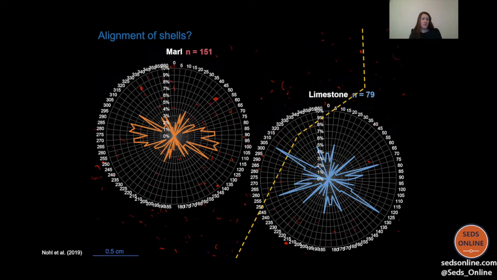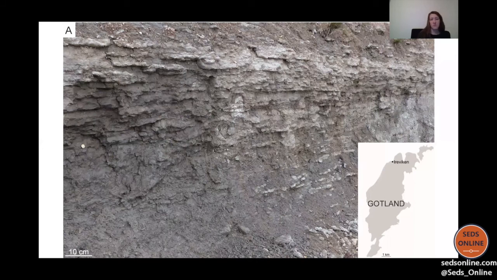So some people say, okay, but still there's no real witness to really prove that marl and limestone do not represent two different events or settings. And therefore we searched for a witness, and we found one. And this outcrop is in Ireviken on Gotland from the Silurian.